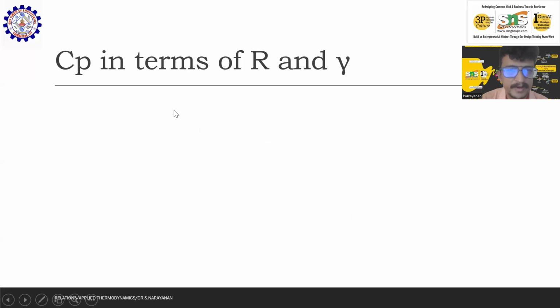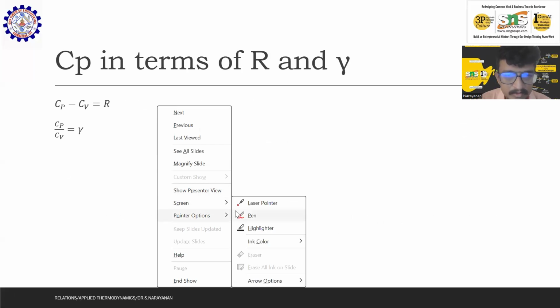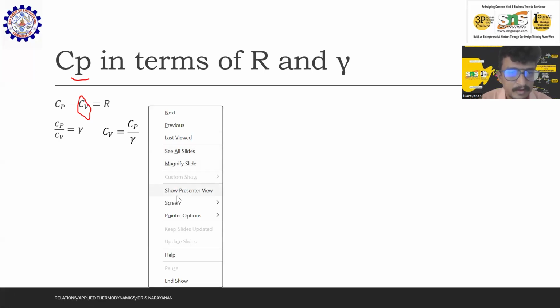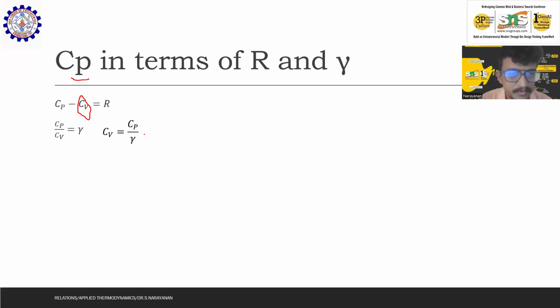Now we will derive Cp in terms of R and gamma. We know that Cp minus Cv is equal to R and Cp by Cv is equal to gamma. We need only Cp in terms of R and gamma, so we have to get rid of the value Cv. Cv can be rewritten as Cp by gamma. So we will substitute Cv equal to Cp by gamma in the equation Cp minus Cv is equal to R.